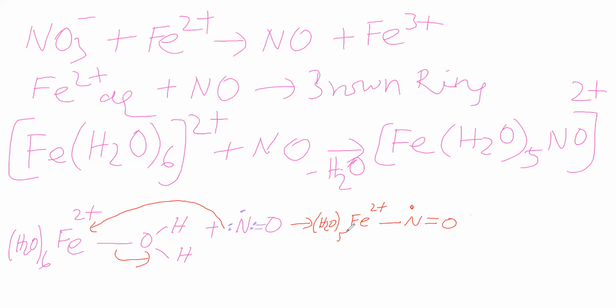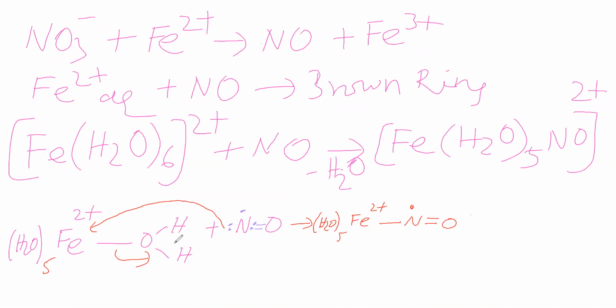Sorry, here it is not 6 water molecules, it is 5 water molecules, because one water molecule has been replaced. So we have written these 5 water molecules, this Fe2 plus, and this NO. So this NO replaces one water molecule.